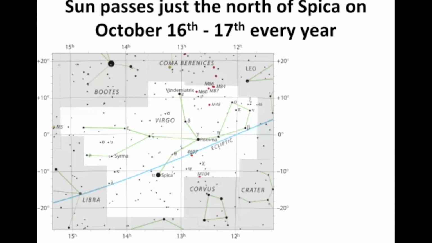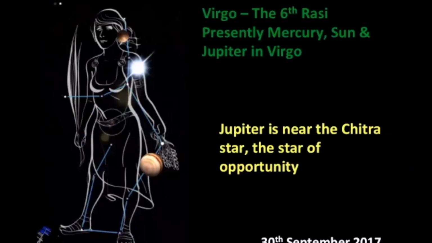This is all sidereal positions. Right now, in my first picture, taken on 30th September, we have this. Now the sun will go through this, and on October 16, 17, after two weeks from now, it will be very close to the Chitra star, somewhere here. This is the timing from year to year.